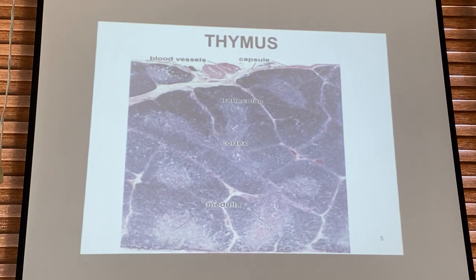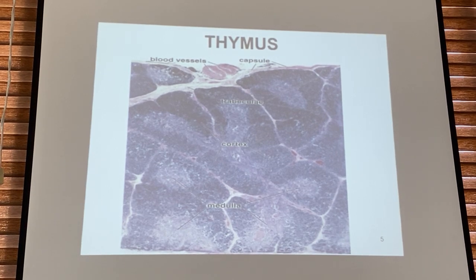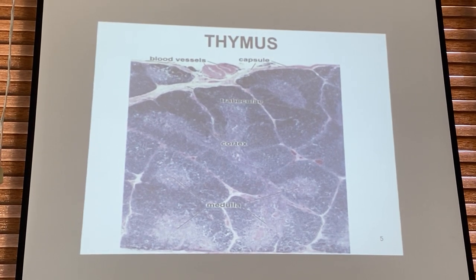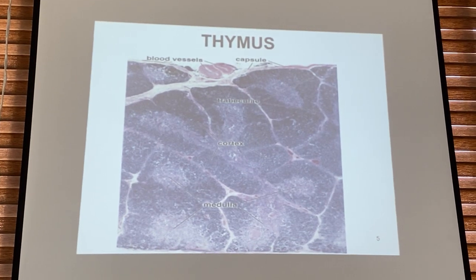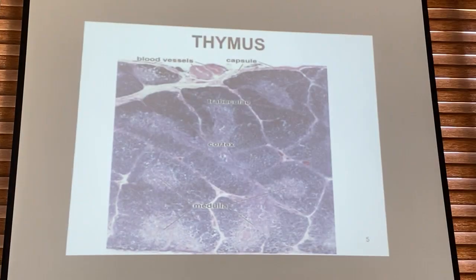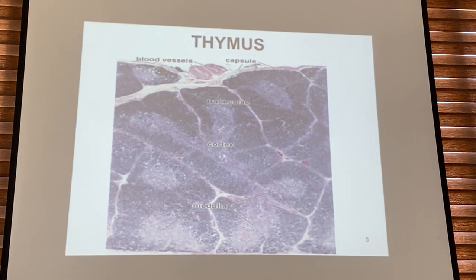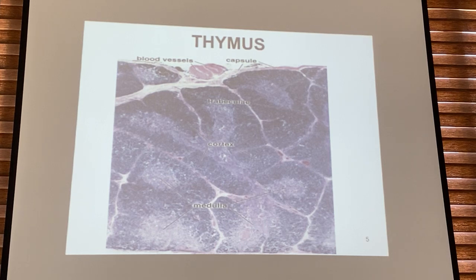So this is the medium power of the histological section showing the thymus, the capsule. You see the blood vessels inside the capsule and the lobules with the central pale or light medulla and outer dense cortex.